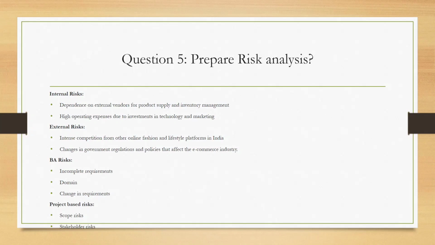Okay. And external risk and internal risk depend on external vendors. It comes under manufacturer companies and other things like the government. We need to follow the rules and regulations that the government has set for these websites. Okay. So this comes under internal and external risk. But BA and project-based risks are more important.